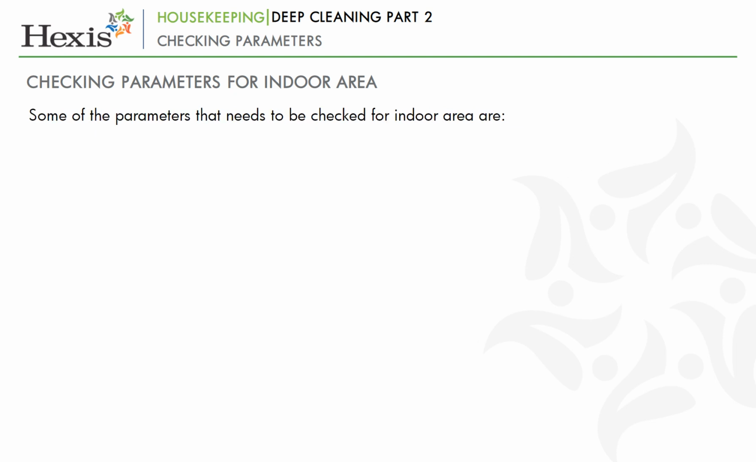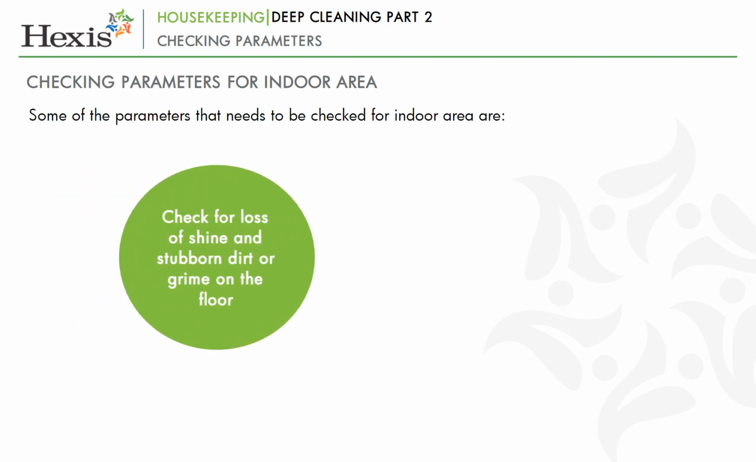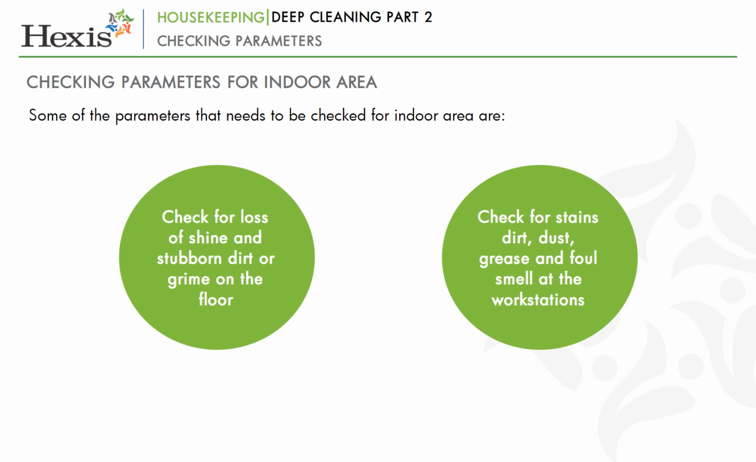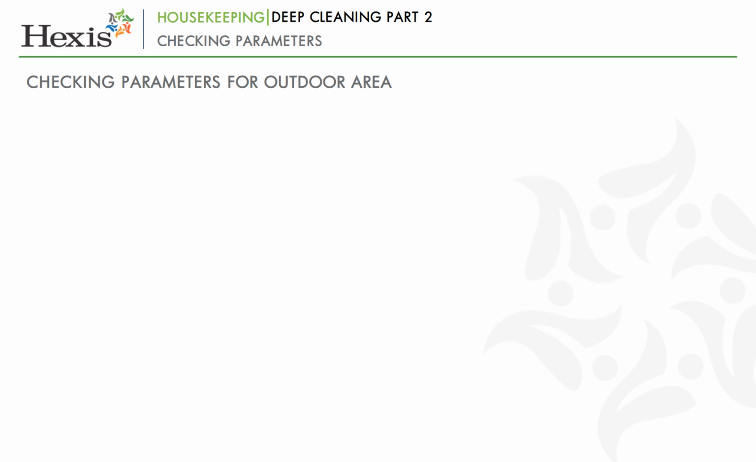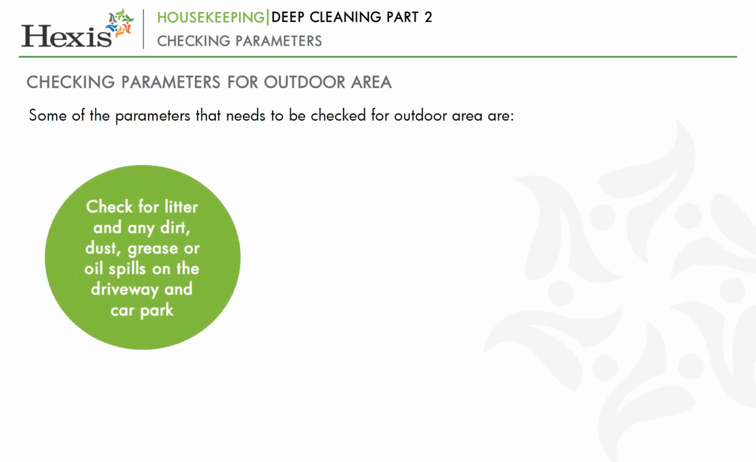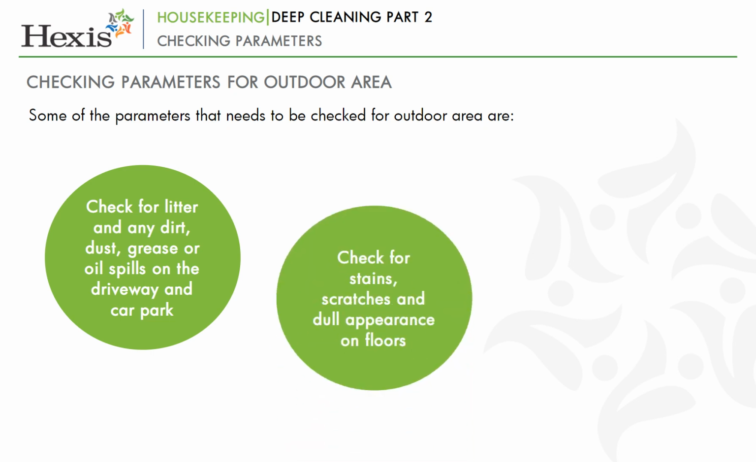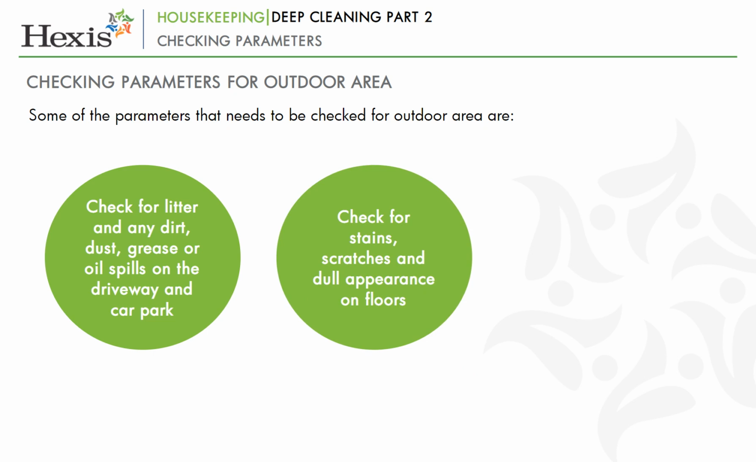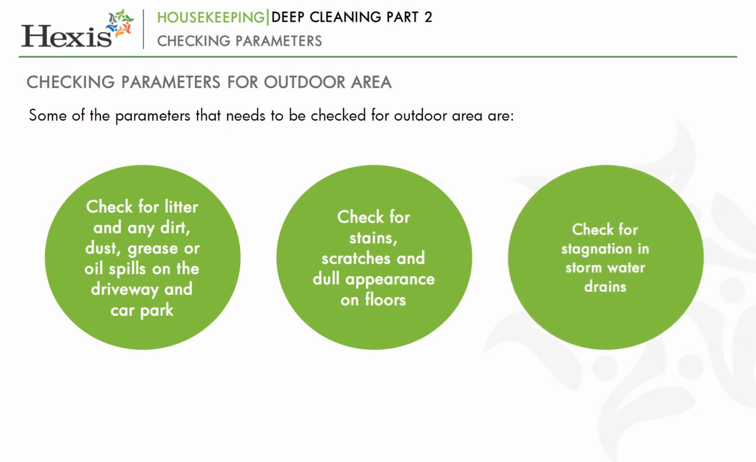Some of the parameters that need to be checked before performing deep cleaning for indoor areas are: check for loss of shine and stubborn dirt or grime on the floor. Check for stains, dirt, dust, grease and foul smell at the workstations. Some of the parameters that need to be checked before performing deep cleaning for outdoor areas are: check for litter and any dirt, dust, grease or oil spills on the driveway and car park. Check for stains, scratches and dull appearance on floors. Check for stagnation in storm water drains.